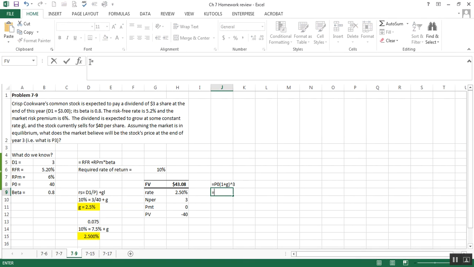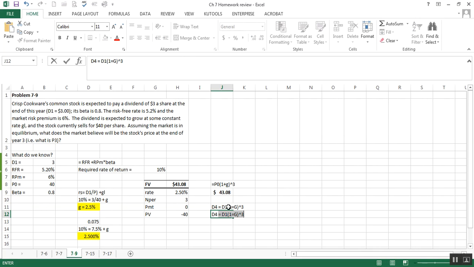So equals $40 times 1 plus the growth rate of 2.5 to the 3rd power will give us the same answer, 43.08. We also could have solved for D4 and used that to calculate the price.